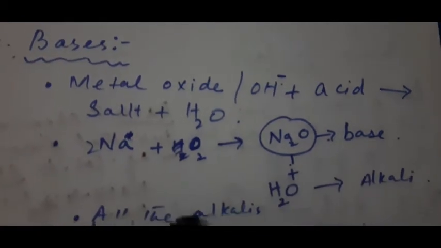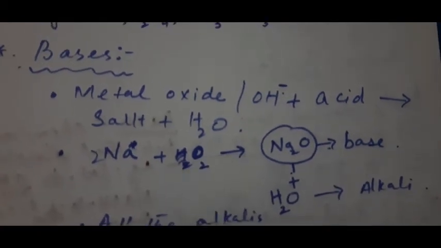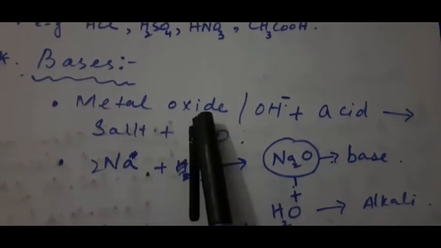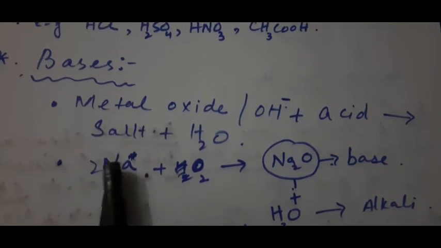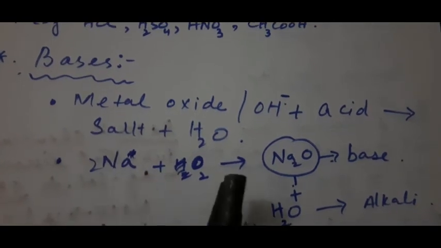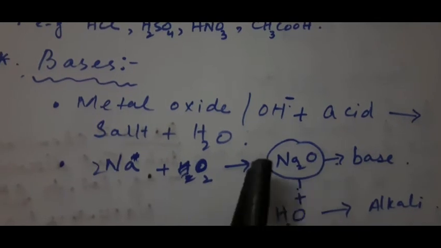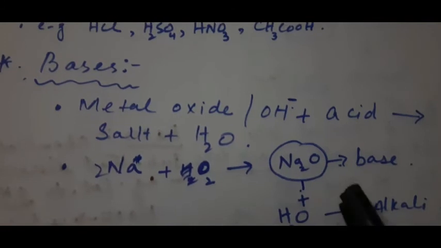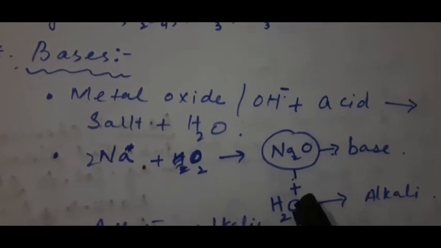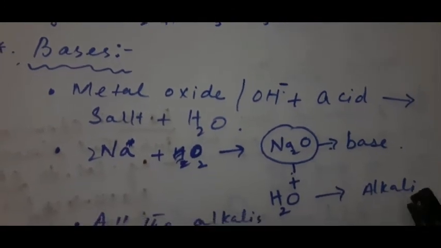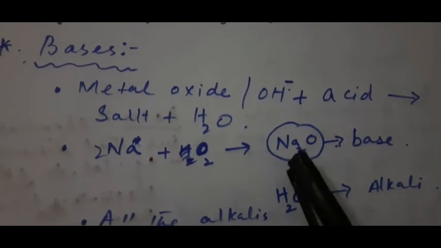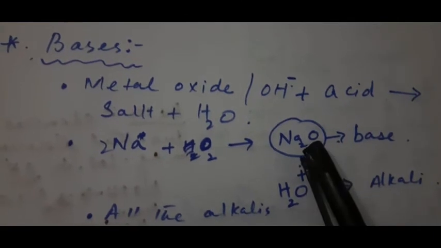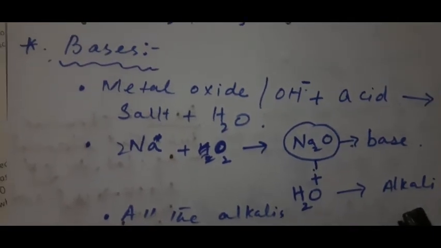Now moving toward the alkali. What is the difference between base and alkali? Metal oxides are basic in nature. Like the example I have given you, sodium reacts with oxygen and forms the metal oxide, sodium oxide, right? So all metal oxides are bases. When these metal oxides get dissolved in water, they give us alkali, right? So metal oxides are bases, and when these metal oxides dissolve in water, they give us alkali.